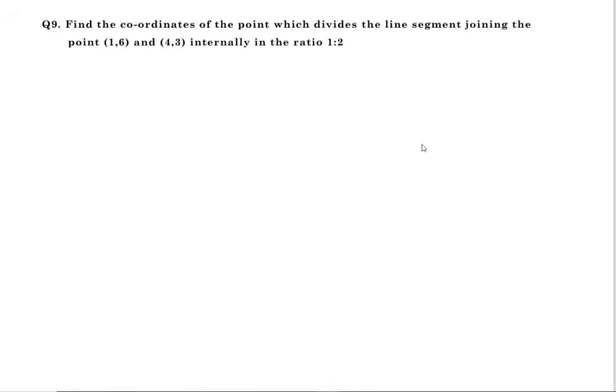Find the coordinates of the point which divides the line segment joining the points (1, 6) and (4, 3) internally in the ratio 1:2. This is a question from the unit coordinate geometry using the section formula. First write down the points (1, 6) and (4, 3). Already I told you, the first step is to write down the given data. The two points and the ratio are given. The ratio m is to n is 1 is to 2. Take these as x1, y1 and x2, y2.